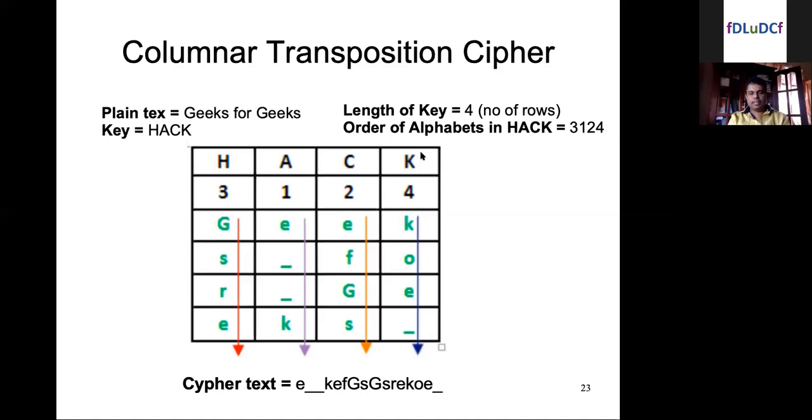Okay, so this is our key. We ordered this key based on the order in the alphabet in this particular language. So A, the first letter in the alphabet, then C is the second, and then the third one, if you order it, is H, and K is the last one. So we pick the key and put 1, 2, 3, 4 based on the alphabetical order of the letters in our key.